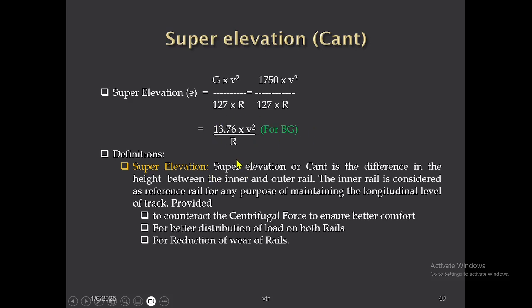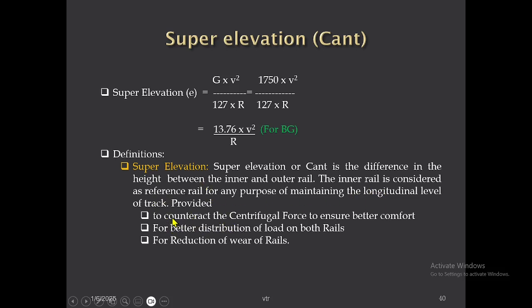As I already discussed, what is superelevation? Superelevation, or cant, is the difference in the height between the inner and outer rail. Always the inner rail is considered to be the reference rail. For example, if you want to maintain a longitudinal level profile, the inner rail of the curve will be our base rail, with the reference. That is what I mean here.